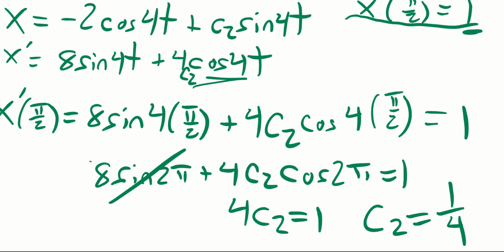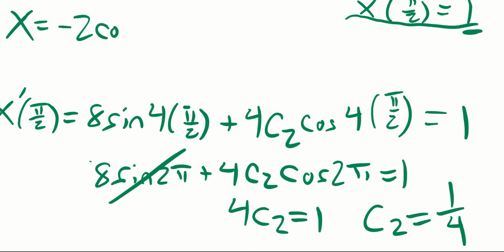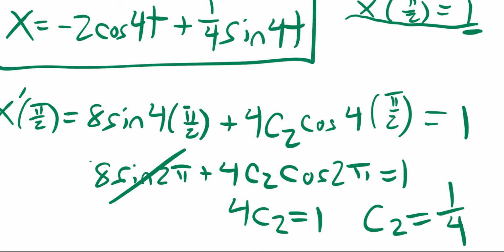So this gives us our solution to the initial value problem. The constant c1 should be -2, so it's -2 cosine of 4t, and the value for c2 should be 1/4. And now this is a solution. It's a function such that it solves the initial differential equation and satisfies our initial values.